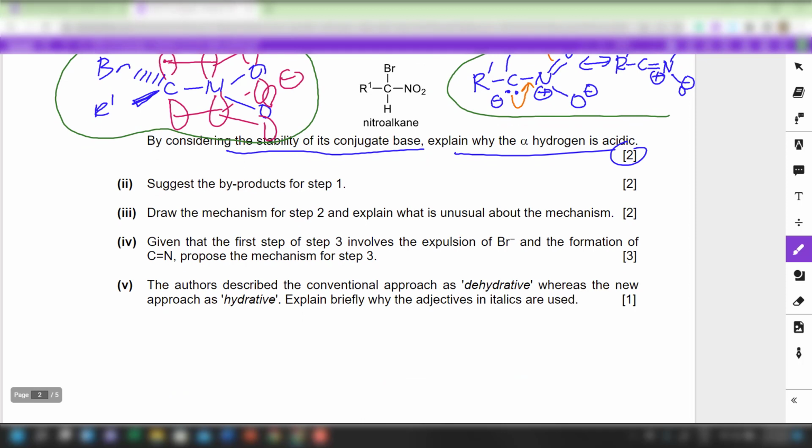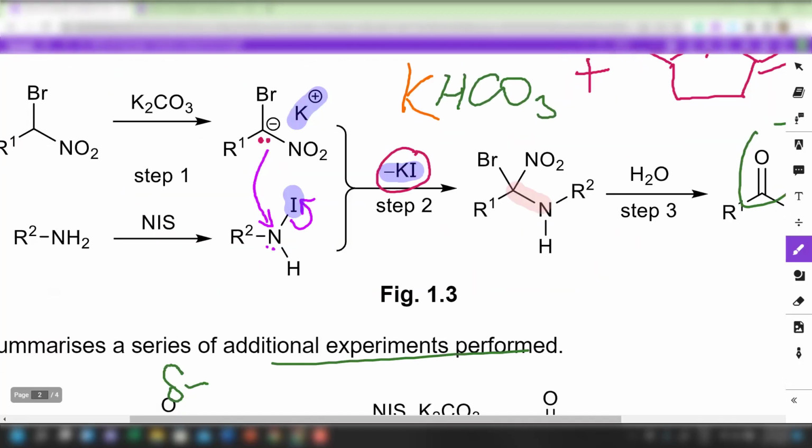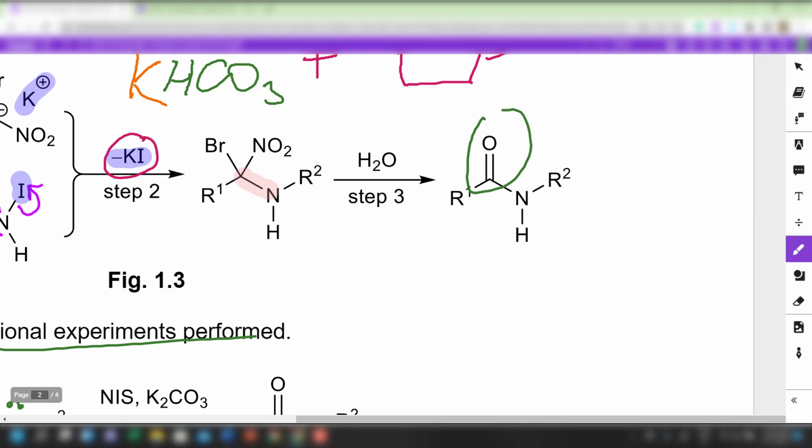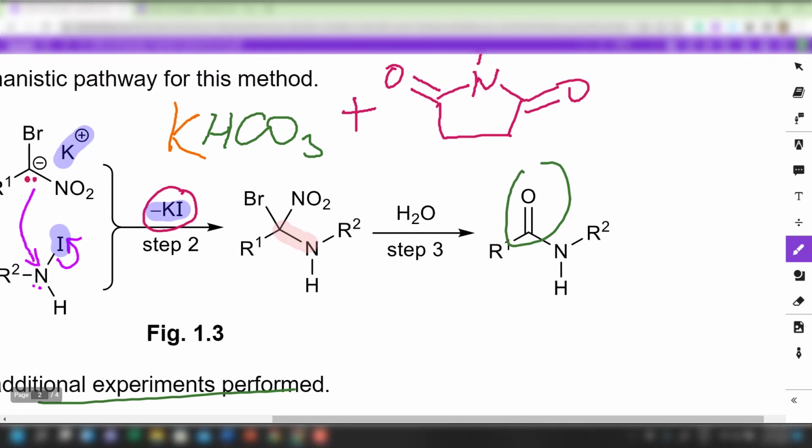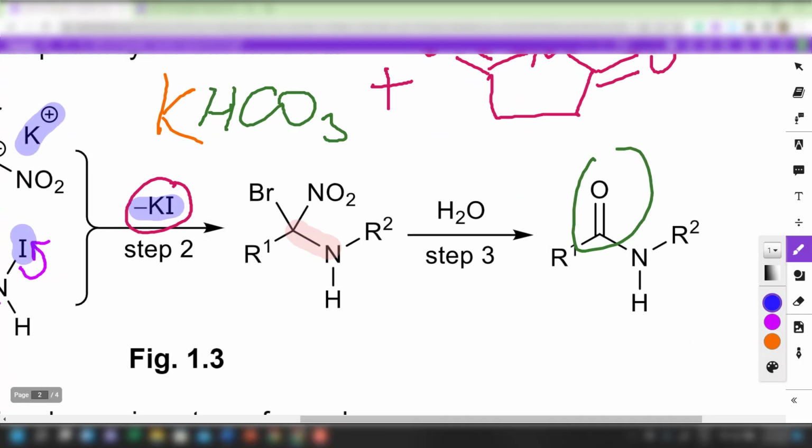Then for part 4, given that the first step of step 3 involves the expulsion of bromide and the formation of C double bond N, propose the mechanism for step 3. So quite a bit of mechanism proposal. For step 3, we were told that the first step involved the expulsion of the bromide. If we want to kick out bromide, what is the easiest way we can do it? Of course, it is to form the lone pairs of electrons like this, and then I kick out the Br.